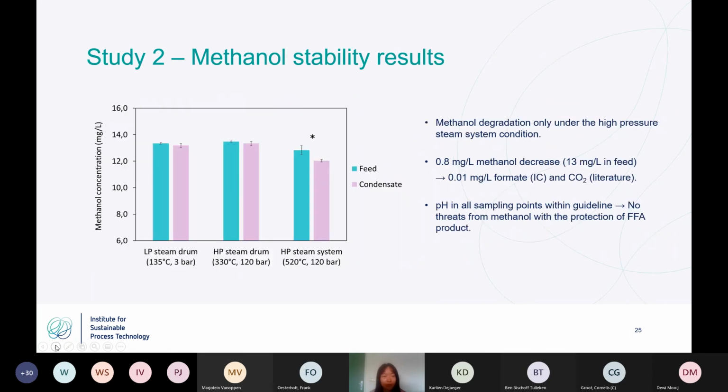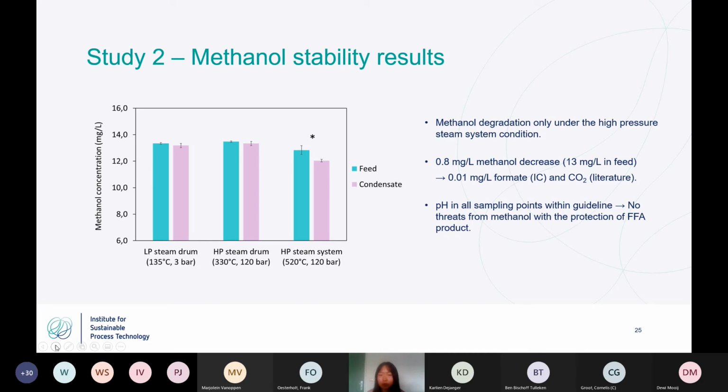And if we go to the next slide, yes, this is the result of the experiment, and the blue bar is the feed sample, and the purple bar is the condensate sample. And we can see it's only under the high pressure steam system condition that there is a significant decrease of methanol from feed to condensate. So it means it undergoes thermal degradation: 0.8 ppm of methanol degraded from 13 in total. And we also got 10 ppb of formate formation. And for the other carbons, we assume it goes to CO2 based on literature.